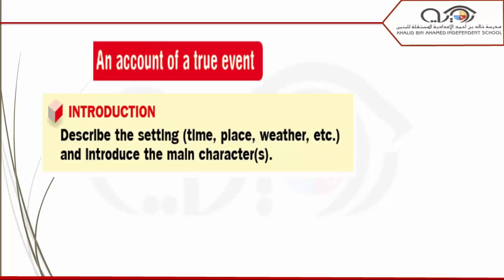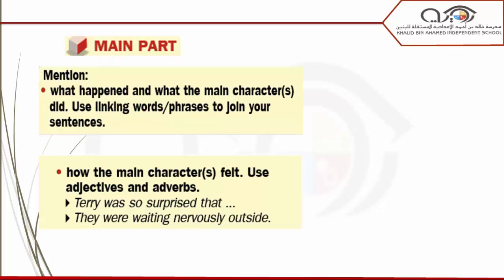Yes, when we talk about a true event, we have a different style. In the introduction, we describe the setting, time, place, weather, etc., and introduce the main characters. So when you write about a true event, whether you attended or heard about it, always try to describe the setting. For example, last week I went with my family and the weather was great, so we went to Philadelphia. In this way we mention all the details of the setting.